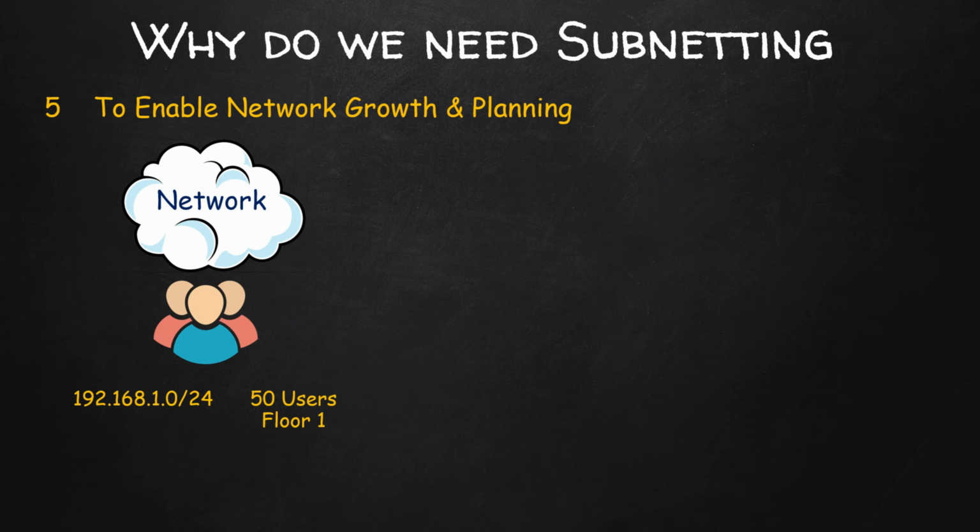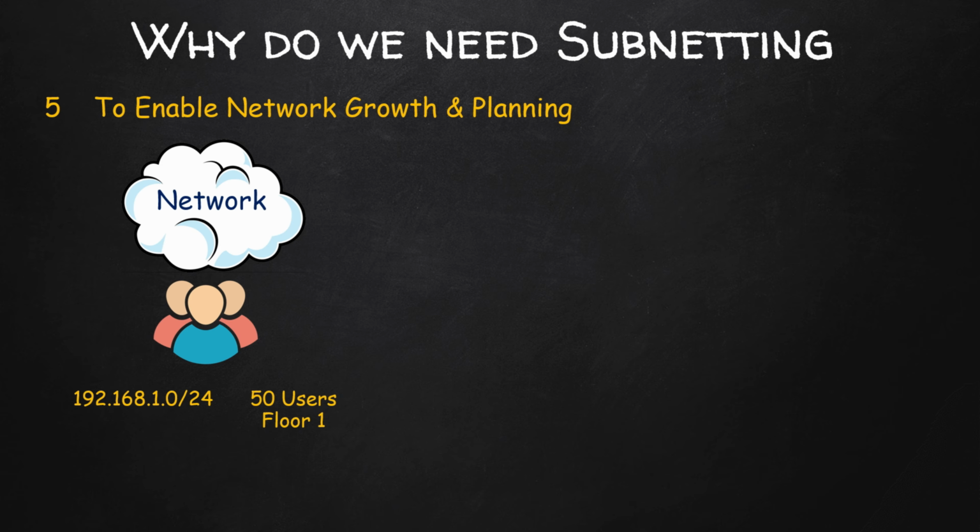For example, in your organization, currently there is only a single network, which is 192.168.1.0/24, and your office is currently available at floor 1 only, and there are 50 users. So for 50 users, this class is good because there are 254 valid IP addresses available. You can connect 254 devices. But if your organization has a plan to recruit more people, then you need to expand your network. You need to plan for that.